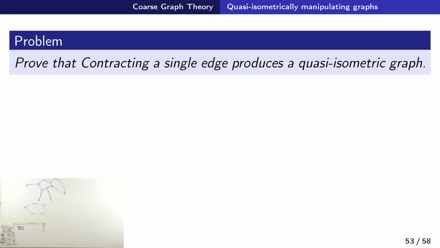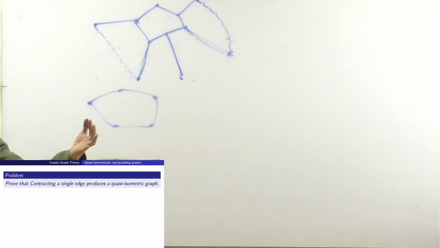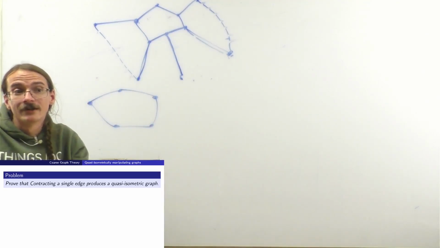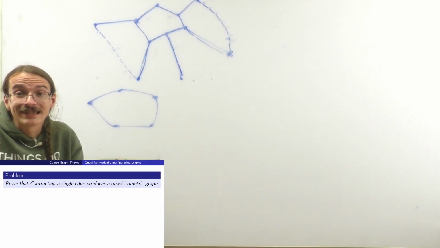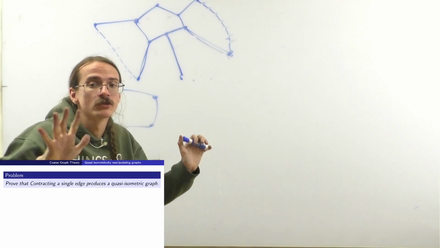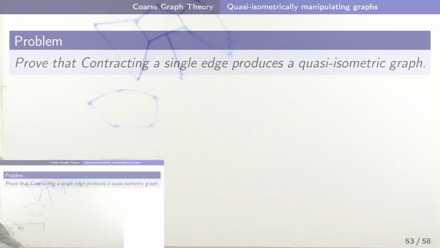Contracting a single edge produces a quasi-isometric graph. That's not too interesting. I'm going to look at this, I'm going to acknowledge that it's true, and then we're going to jump forward. It is important to acknowledge that it's true. Why? Because this is kind of the bread and butter of what you need to do a lot of fun and interesting things. But take an edge, contract it. Any path in the graph couldn't have grown because I contracted the edge, and it couldn't have shrunk by more than 1. That's linear. We're good. We don't need to worry about it. Jump us forward to the next.